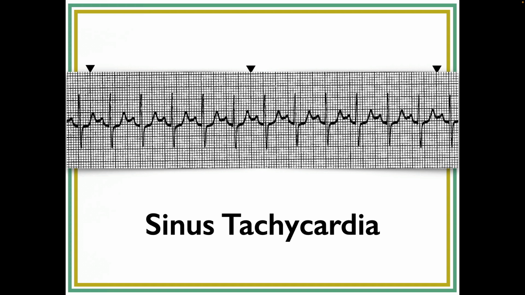Okay? P waves all look alike. There's 1 P wave for every QRS. The PR interval is normal and the QRS is normal. So, Cody, give me one reason why your patient might be in sinus tach. An easy one is that they just got done running. Okay, exercise, good. Chris, what's another one? Stress, agitation. Okay, agitation. Andrew, what's another one?